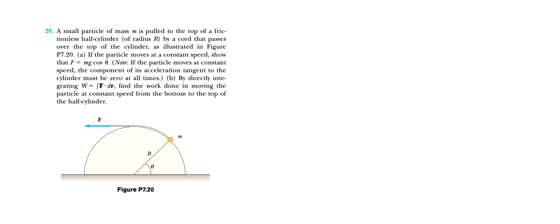If the particle moves at constant speed, the component of its acceleration tangent to the cylinder must be 0 at all times. And B, by directly integrating the work, F dot dr, find the work done in moving the particle at constant speed from the bottom to the top of the half cylinder. Okay, so let's do part A first.